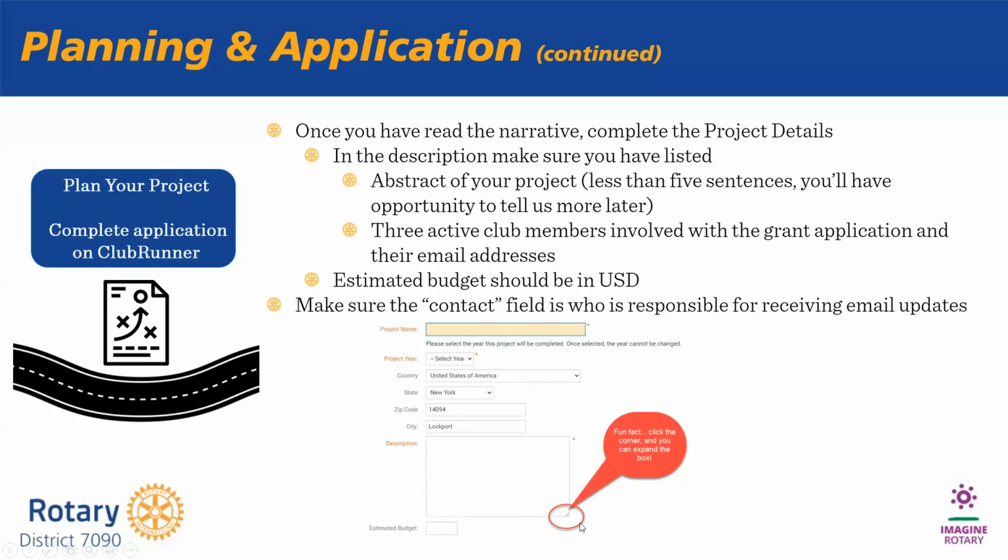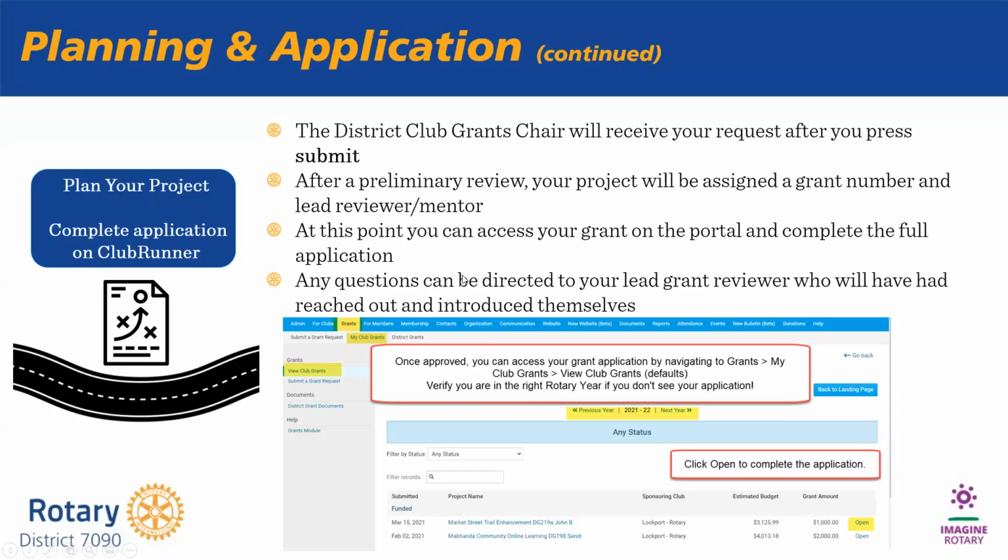If you don't like how small the box is, just a fun tip, something I learned that I have to share with everyone. You click these little 3 lines at the very bottom right-hand corner. You can play with the box and make it larger, which is kind of nice. You want to put in your estimated budget in US dollars. The district club grants chair will receive your request. They'll just make sure that the description box meets a humanitarian need, and then they will give you full access to put in an application, and they'll let you know that.